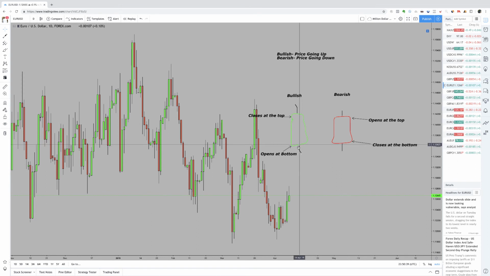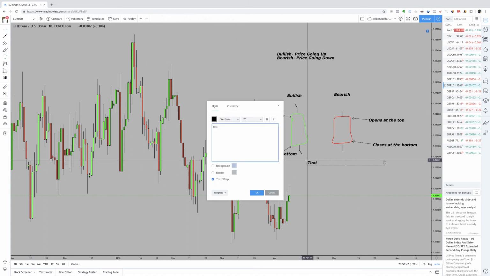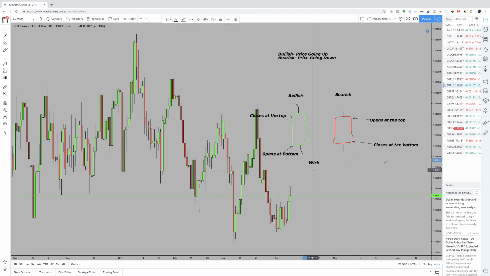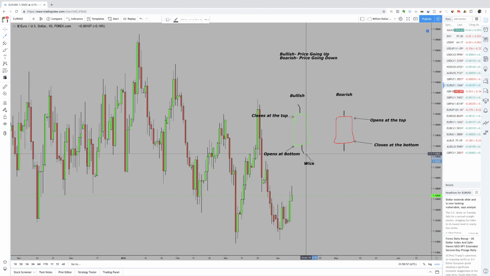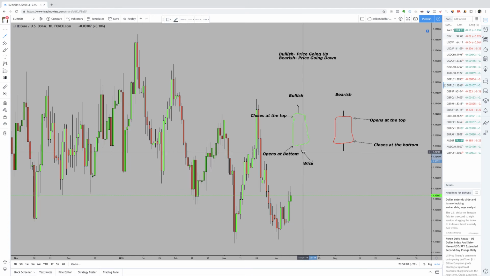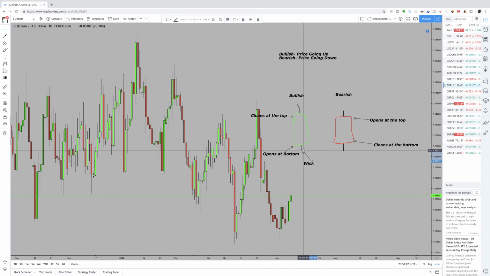So now you're probably asking, what exactly is the wick? What are these little stick things sticking out of the candlestick? Those are called wicks. Now a wick represents where price went in this given time frame, which is very important.